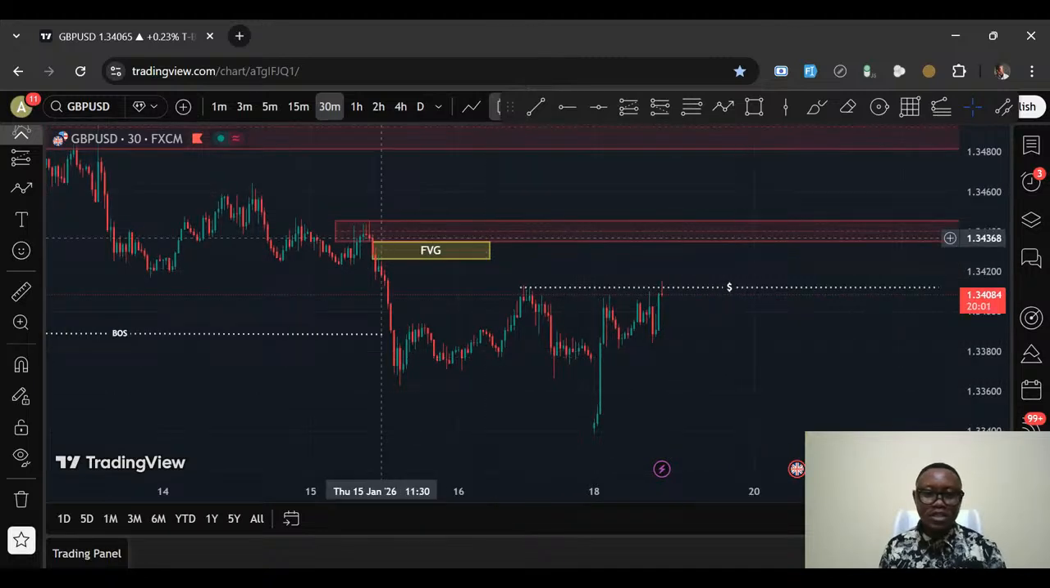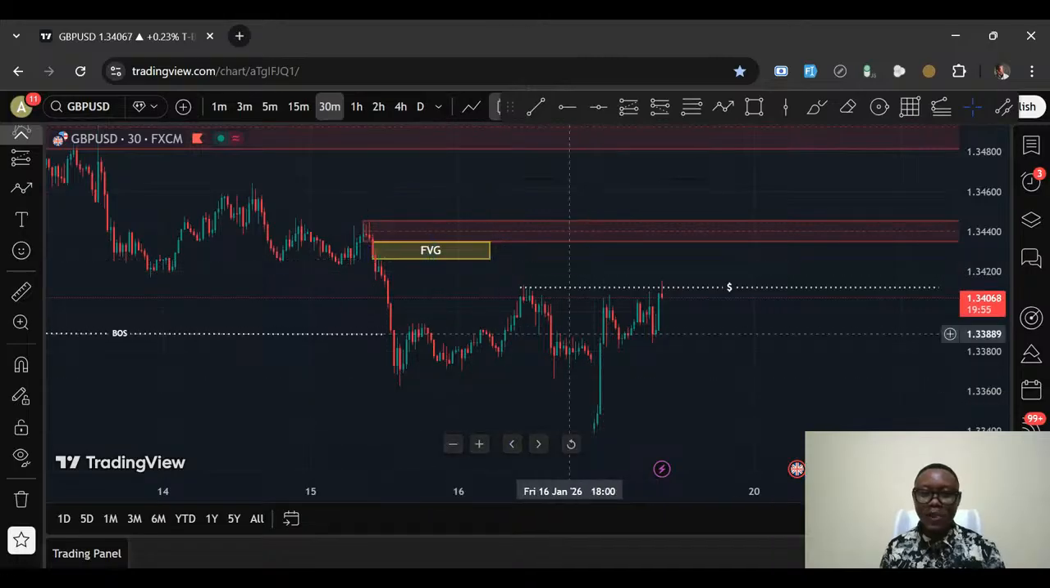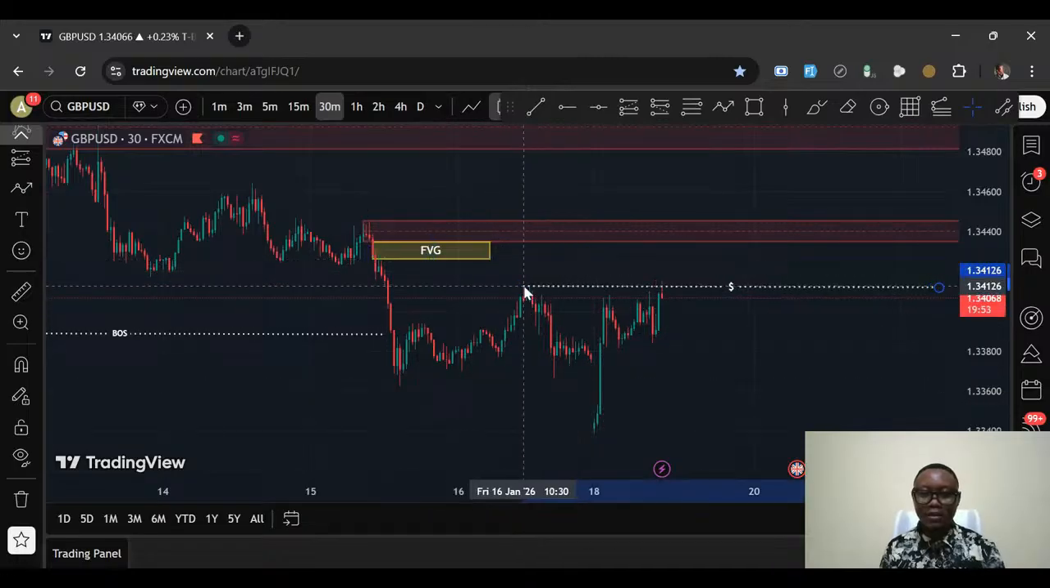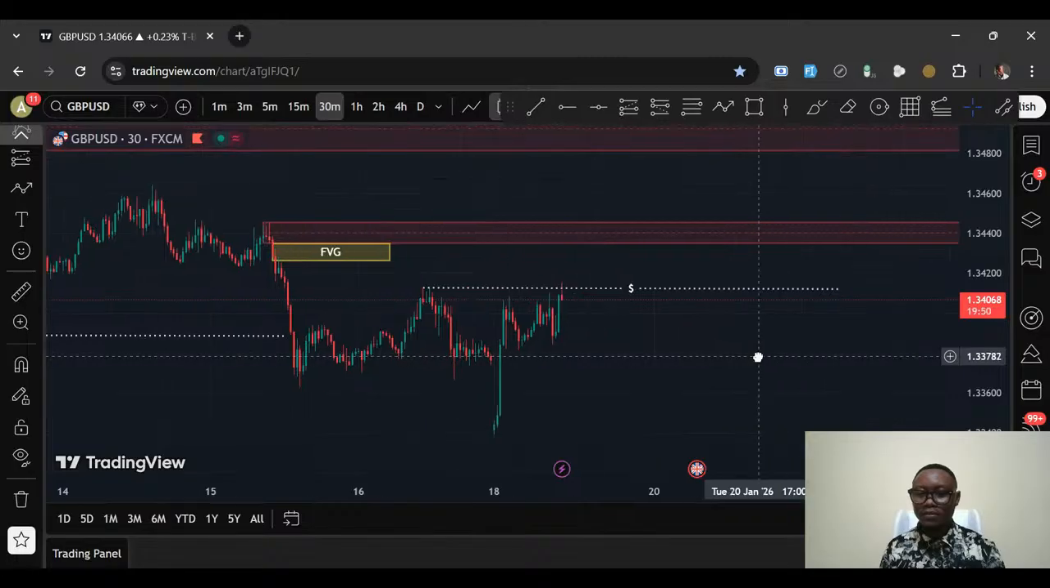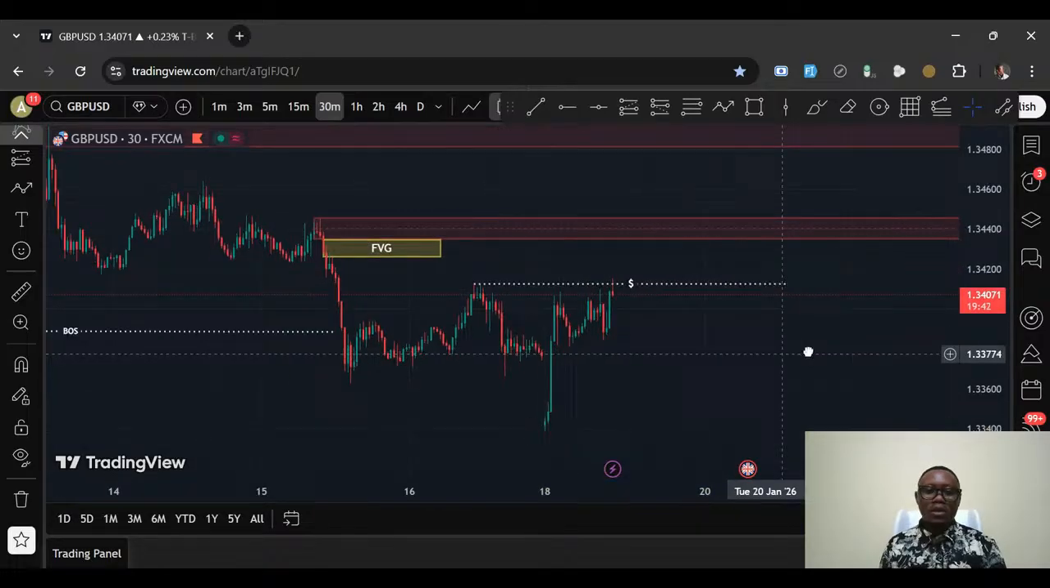Then focus on this zone, refine it further to this candle here, right? Now we have this. Okay. We have this. There's my liquidity. Here we go.